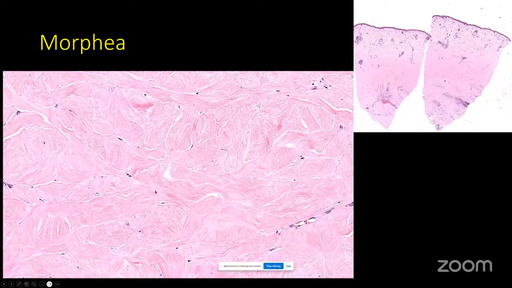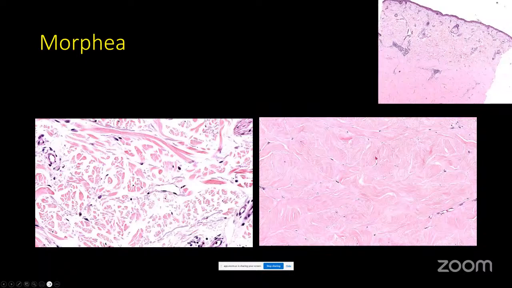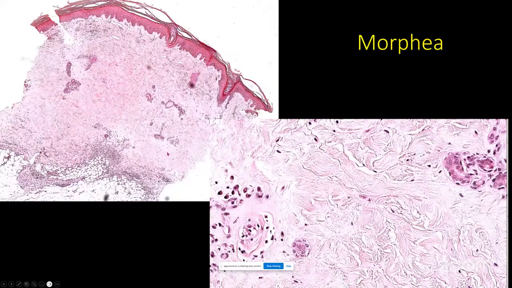Here's a high power showing sort of you lose a nice crisp edge between the collagen bundles. They're all swollen and sclerotic, and you can see it replacing the fat here. Although here it's probably spared. So up here, you're going to have your normal collagen bundles. And so you can see the difference between the top part and the middle part. So the involved part, you lose all the discrete collagen edges. Here's an example with the inflammatory stage of morphea with a lot of plasma cells.